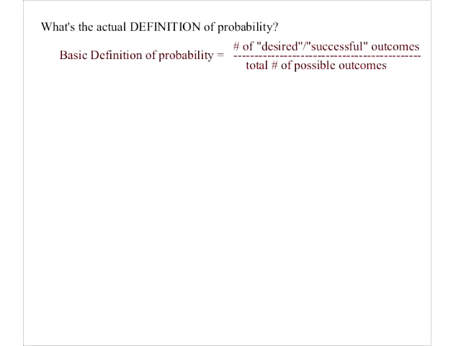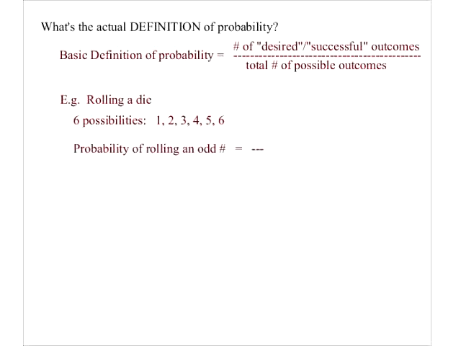For example, you were probably first introduced to probability by rolling a die. There are 6 possibilities, namely 1, 2, 3, 4, 5, and 6. So the probability of rolling an odd number, for instance, would be 3 out of 6, because there are 3 odds out of 6 possibilities.